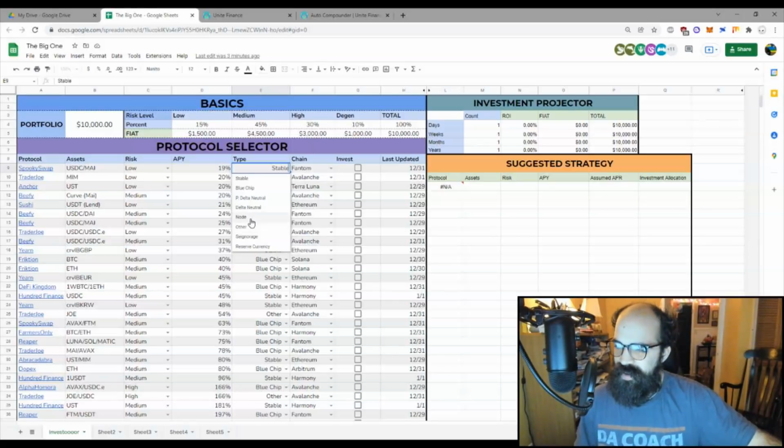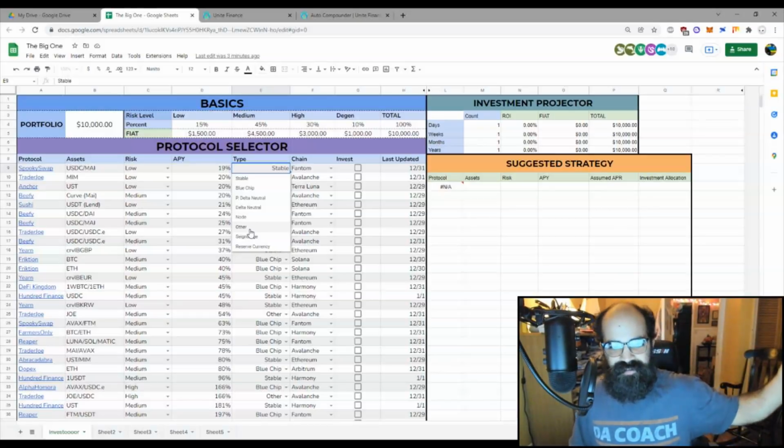Nodes, I only have one node on here at the moment. I may add Pack and Gala, though Gala, my goodness. I'm sure there's a lot of people out there wishing they got into Gala when they learned about it. Anyways, well done if you did. These are just anything that didn't quite fit the bill here.